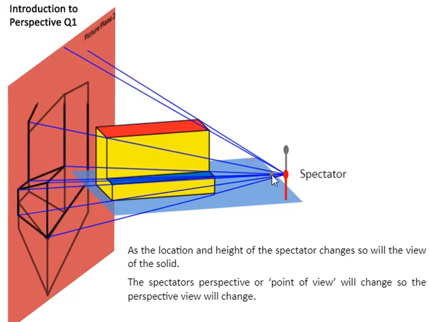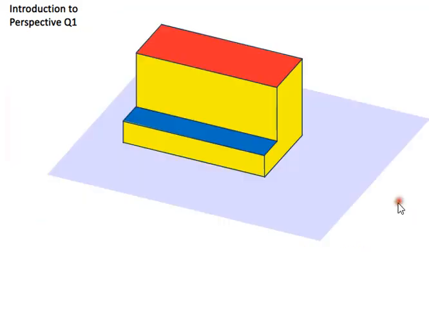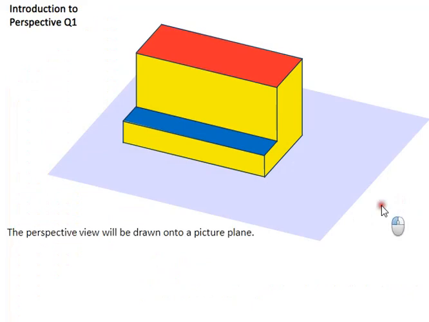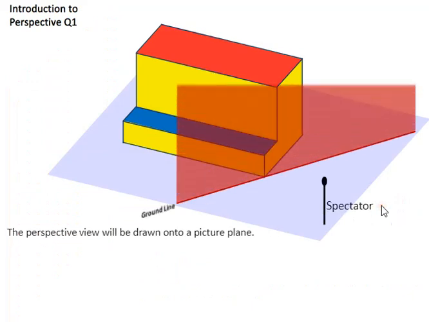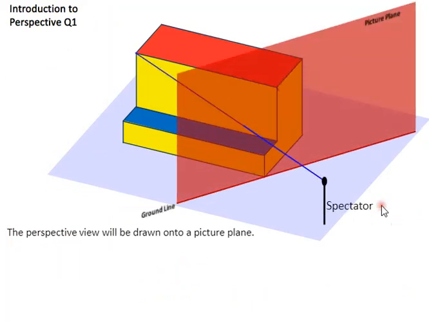Perspective or the spectator will change what the view actually looks like. So we can see how this view now has changed from the original drawing to this new drawing here. Now what we have here is spectator, again picture plane, and just the basics here showing how this is all being produced.